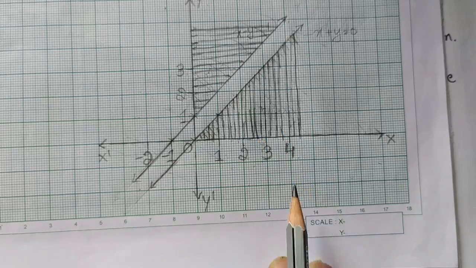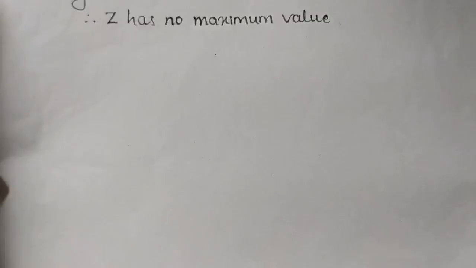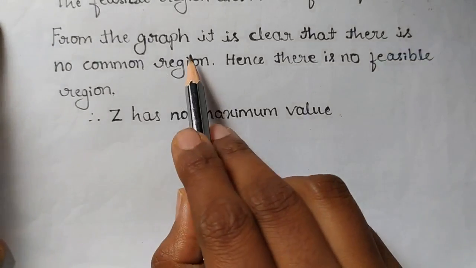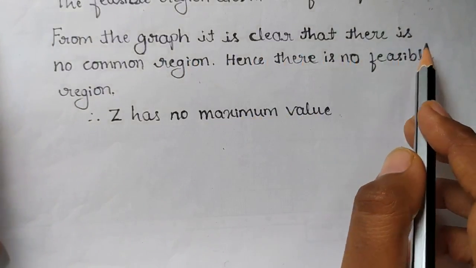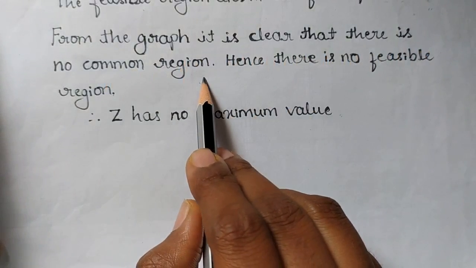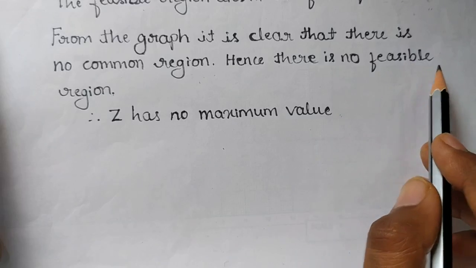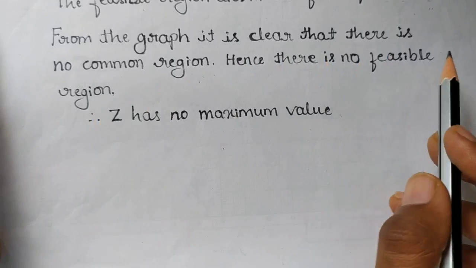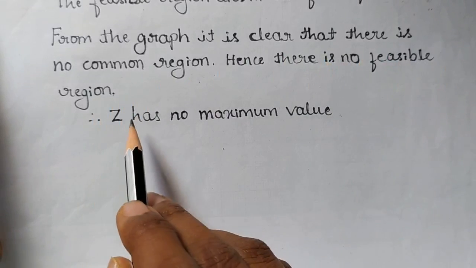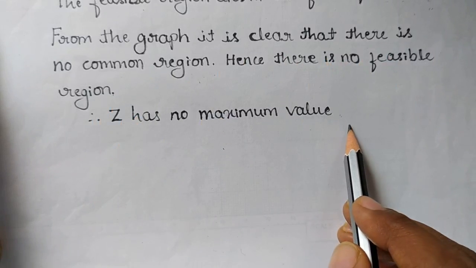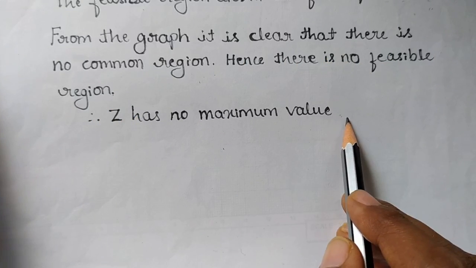So, we conclude that from the graph it is clear that there is no common region and hence there is no feasible region. If there is no feasible region, then z has no maximum value. This completes the solution.